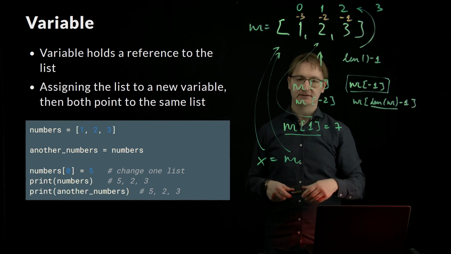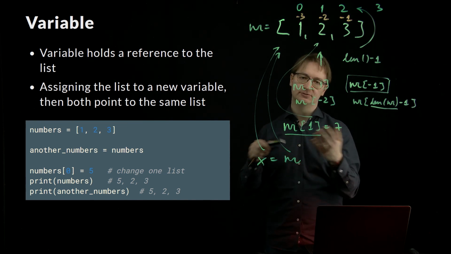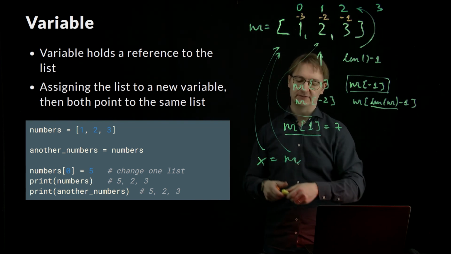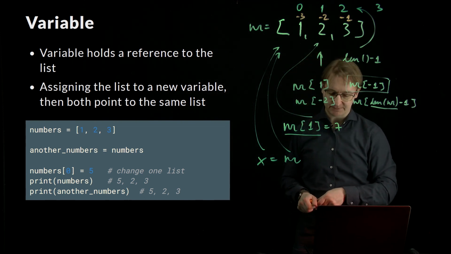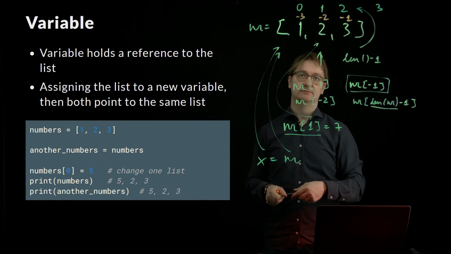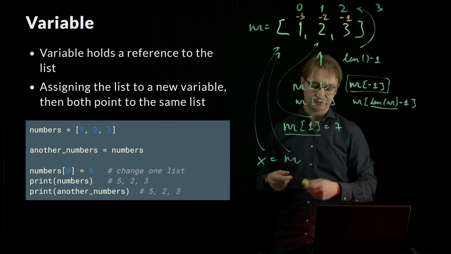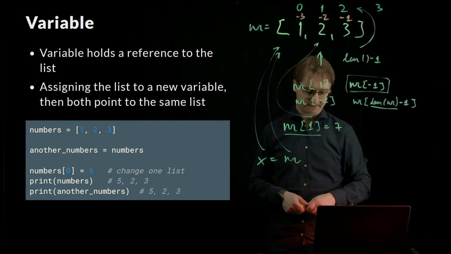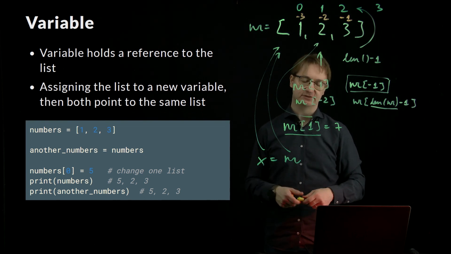So basically we can think of those variables as pointers to memory, and if we change something in memory, then it changes for every variable which points to this position. Here's an example. We have the same list. We assign numbers into another variable, and if we change the first element of the numbers list into 5, then both lists have this first element as 5.